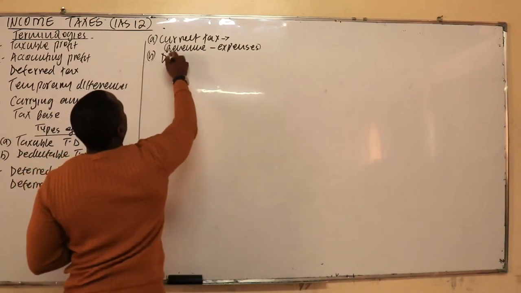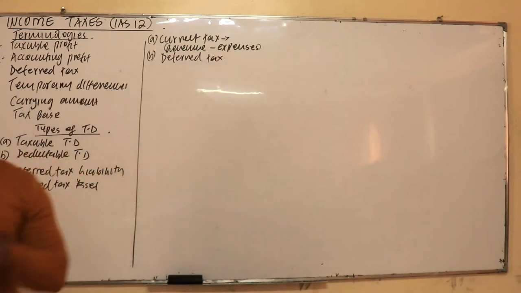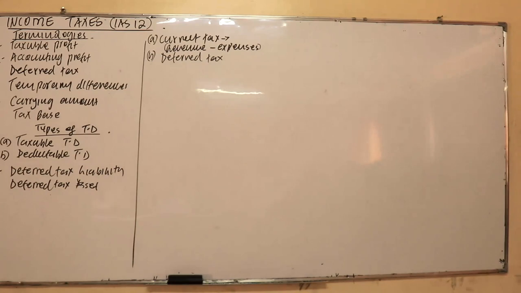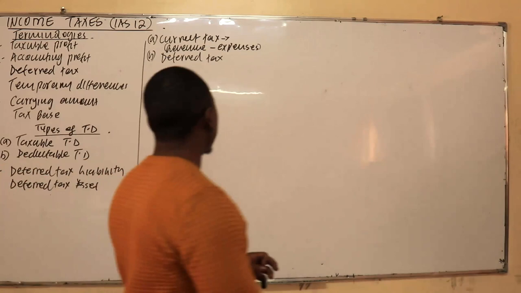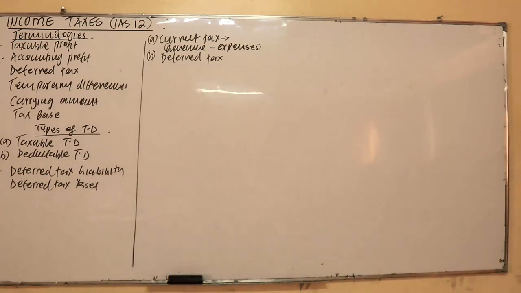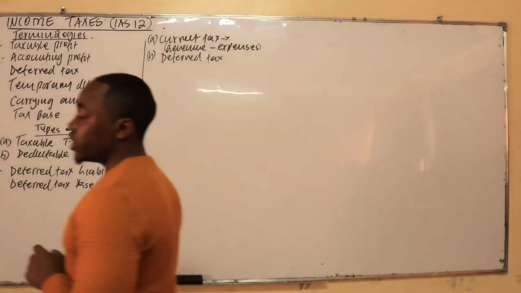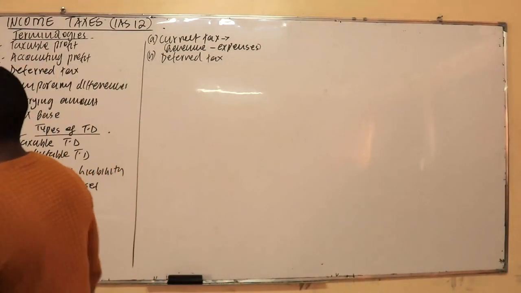B, deferred tax. We have said that the tax expense for the year is made up of two elements. One is the current tax, B is the deferred tax. This considers the changes in deferred tax.